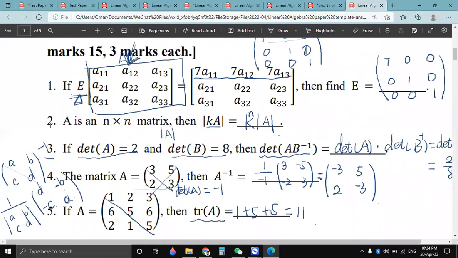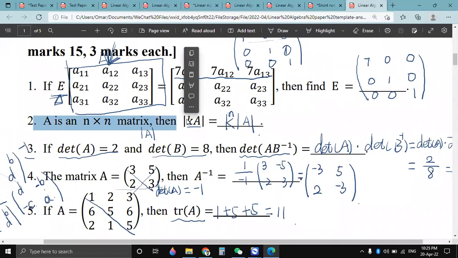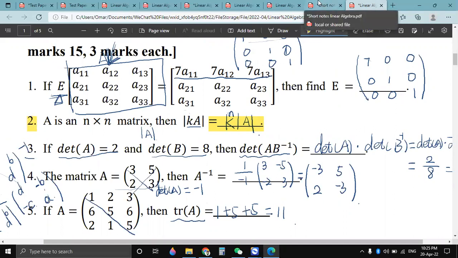You see here, if A is an n by n matrix, then determinant of k multiplied by A will be k to the power n multiplied by determinant of A. So this is just a formula. Okay, and then the third question.